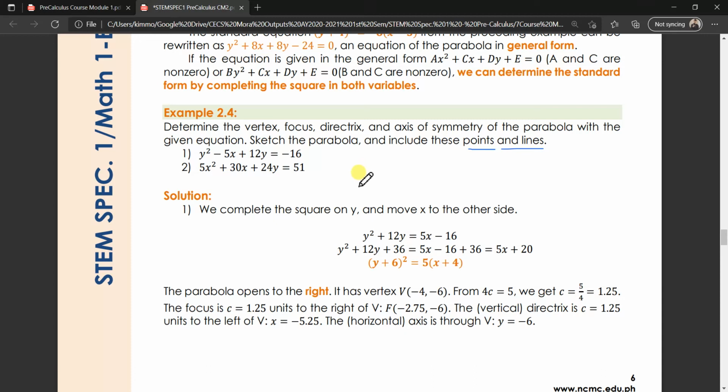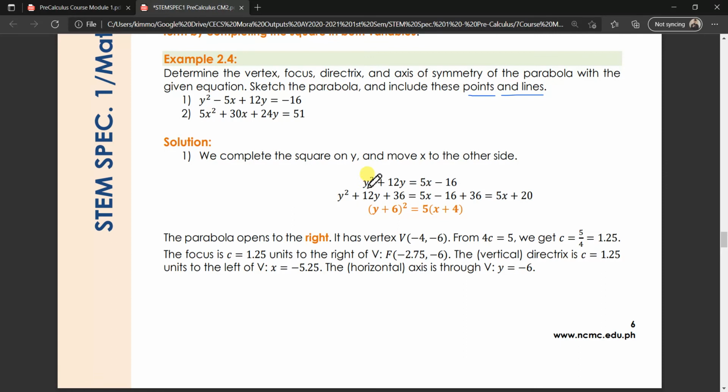For example number 1, the variable that is squared is y, right? Y squared. Meaning, all the y variables should remain at the left side of this equation, and the rest should be transferred to the other side of our equation. So that is the first step. We have y squared plus 12y is equal to negative 5x, which is the given. Transferring to the other side of the equation, it becomes positive 5x minus 16.